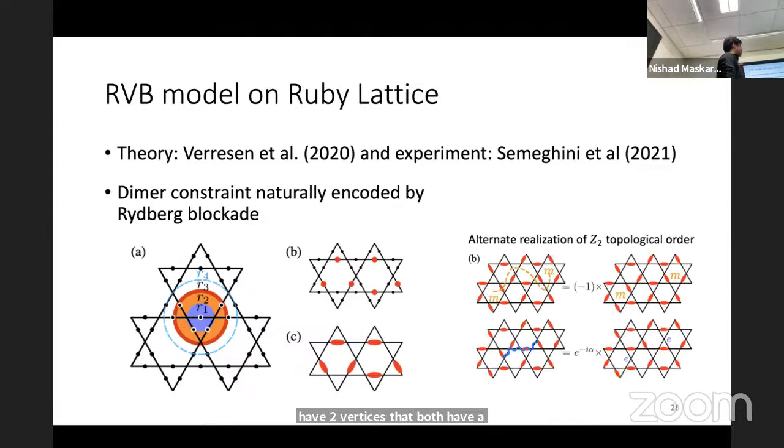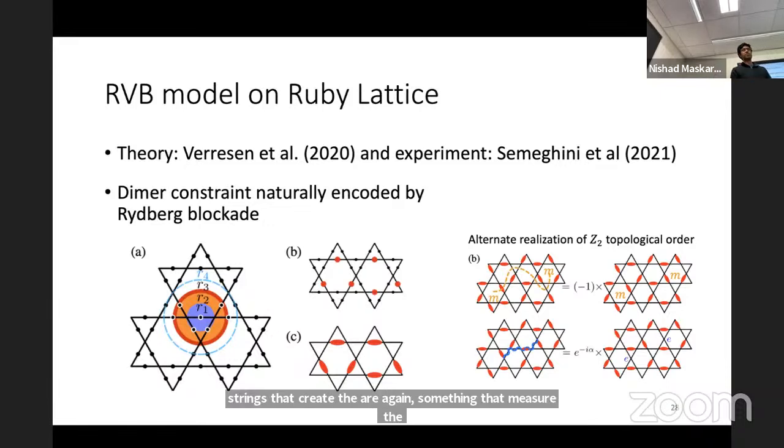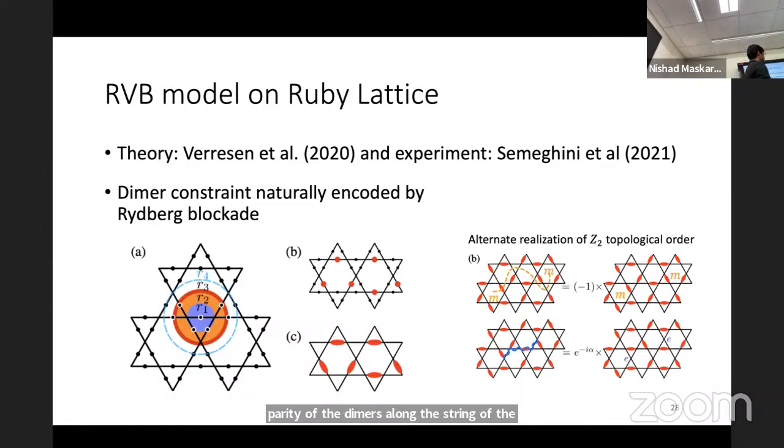It turns out that a superposition over all dimer states is another way of realizing Z2 topological order. In particular, you have m anyons that live on the hexagons of this model, and the strings that create the m anyons measure the parity of the dimers along a string in the system. The e anyons, which live at the vertices, measure whether or not the vertex has 1 dimer on it or a different number of dimers. In the topologically ordered fixed point state, every vertex should have exactly 1 dimer on it, so it should be like a dimer covering.